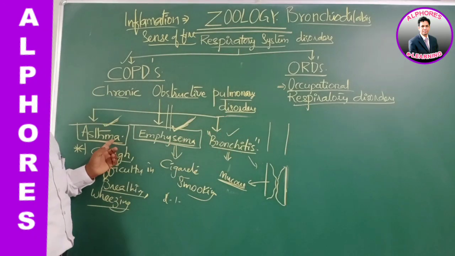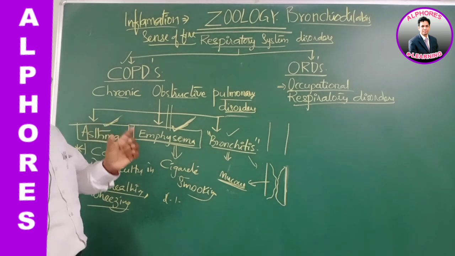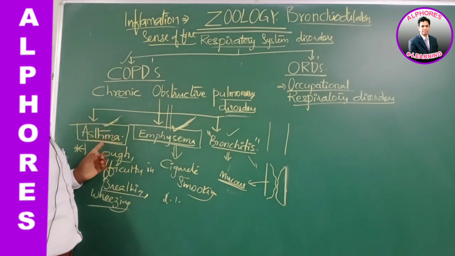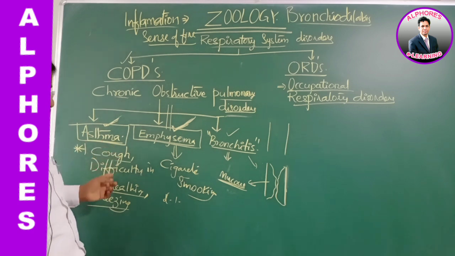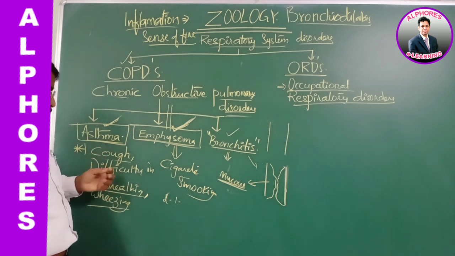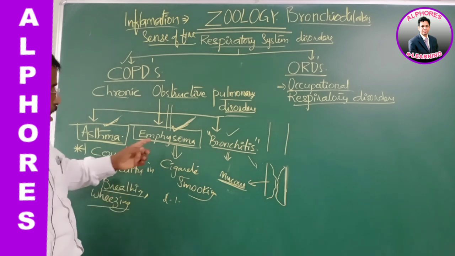This is due to the constriction of the smooth muscles, the contraction, constriction, narrowing. How? The contraction or spasm of smooth muscles makes it narrow, or else the histamine. That's the reason why antihistamine drugs are used. Symptoms are cough, difficulty in breathing and wheezing.